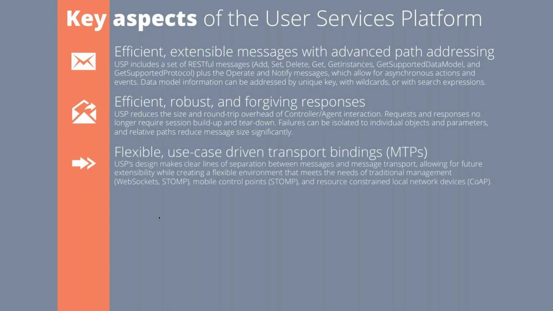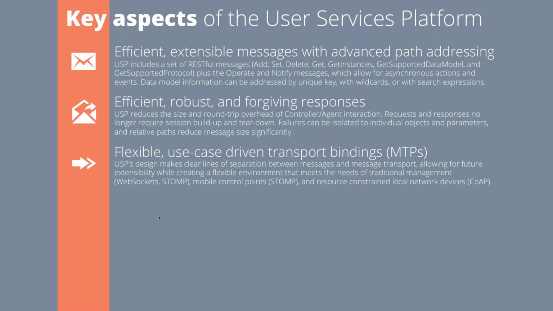So I want to also talk about the transport bindings, because this design is a big departure from almost any other protocol that's out there. TR69, as you know, is heavily bound to HTTP. So even building the XMPP connection request mechanism had to be done out of band.